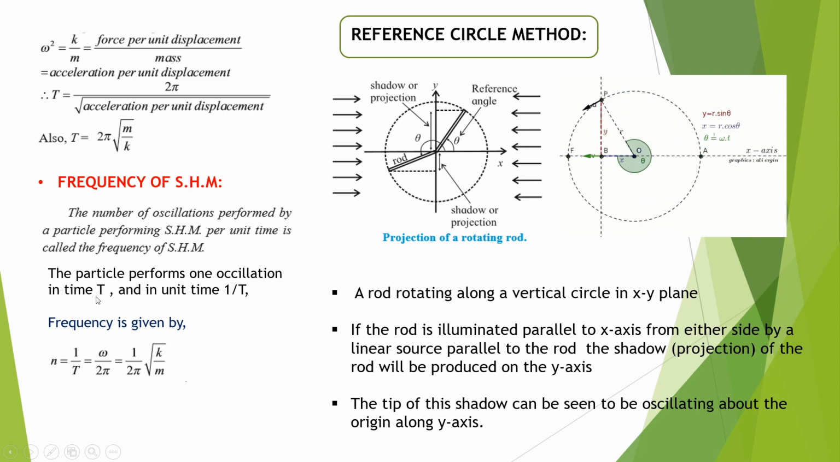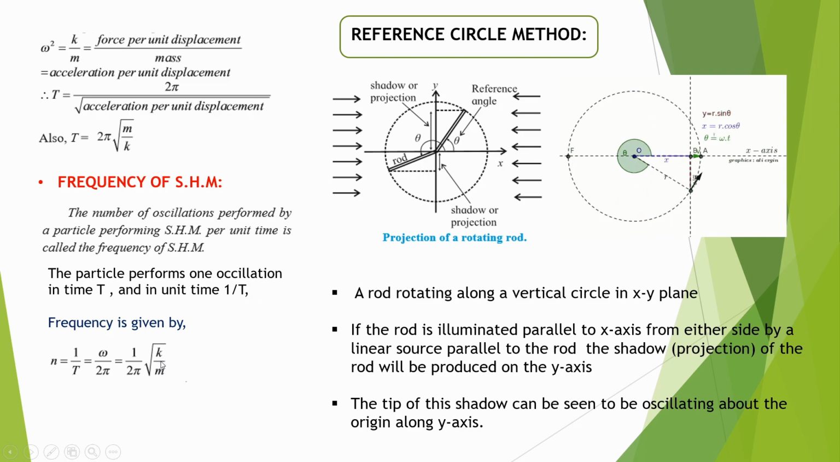So we can write the formula for frequency as n is equal to 1 upon T. Now T is equal to 2 pi upon omega, so we get another formula, omega upon 2 pi, and when we substitute T is equal to 2 pi under root of m by k, we get n is equal to 1 upon 2 pi under root of k by m. Okay, so these are the different formulas we can write for the frequency of SHM. So that is the explanation of amplitude, period and frequency of SHM.